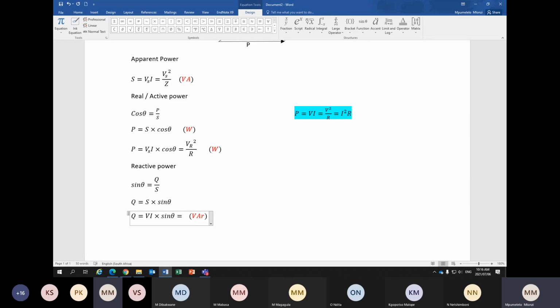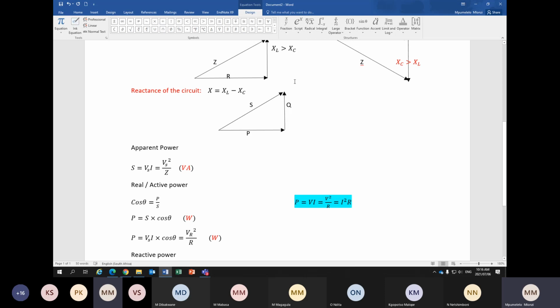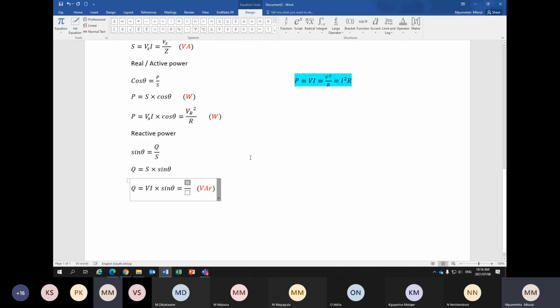If we want to calculate the reactive power now, it uses the same formula, the second one. Since we want to calculate the reactive power, we look at what's on the reactive power. What's on the reactive power is the reactance. Remember, reactance is the total reactance of the circuit, which is XL minus XC.